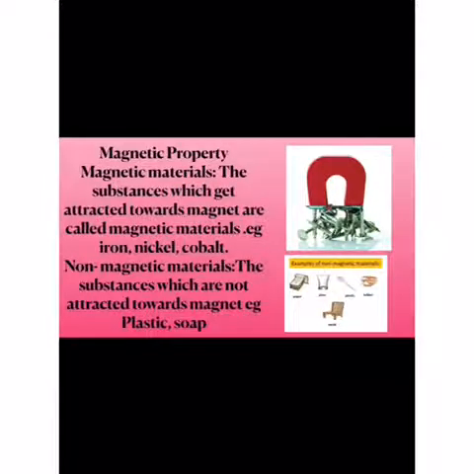Magnetic property. Some substances get attracted towards the magnet, and they are called magnetic materials, like iron, nickel and cobalt. They are grouped separately. And non-magnetic materials, which are not attracted towards a magnet, are like plastic, wood, soap, etc.